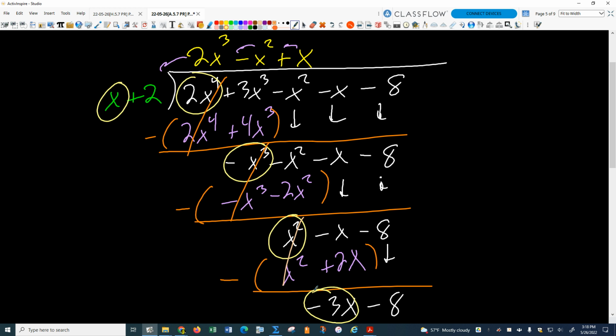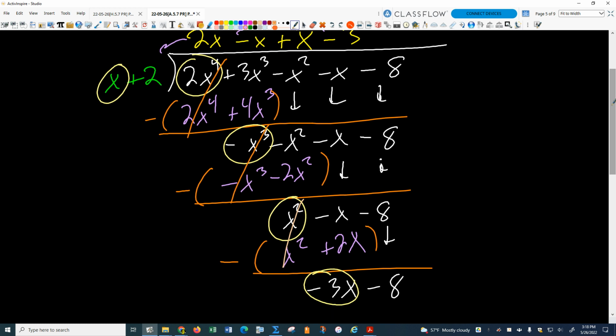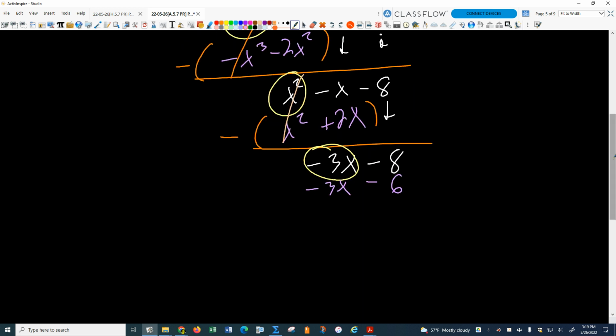Negative, do you say negative? Maybe I missed it the first time. So negative 3. And now I'm done, right? Because I hit that constant. I distribute. Negative 3 times x is negative 3x. Negative 3 times 2 is minus 6.